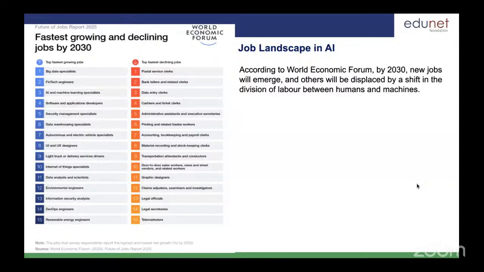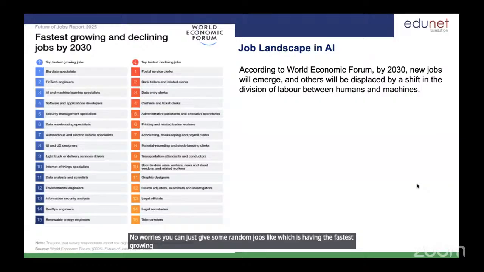No worries. You can just give some random jobs which have the fastest growing opportunities. AI ML engineers. Okay. ML specialist, big data specialist.